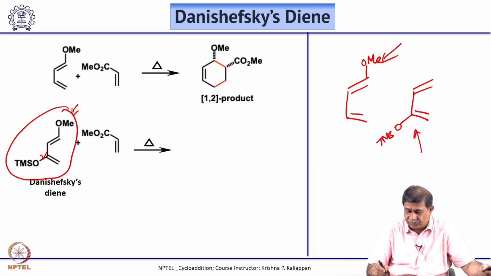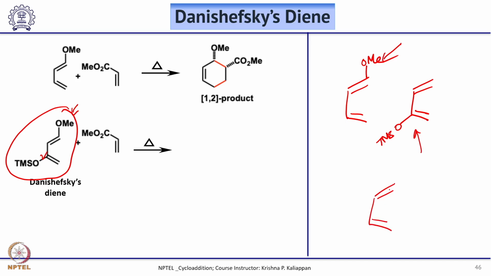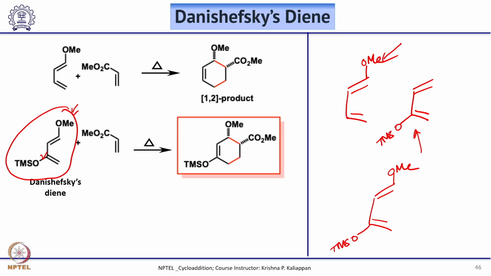So, if you combine these two, you have methoxy at carbon number 1 and then OTMS at carbon number 3. So, it has the advantages of both the one-substituted and two-substituted dienes. That means it will be more useful, and the regiochemical and stereochemical outcome will be much higher because of these two electron donating substituents at the right carbon. So, what will happen? That will give you this product.